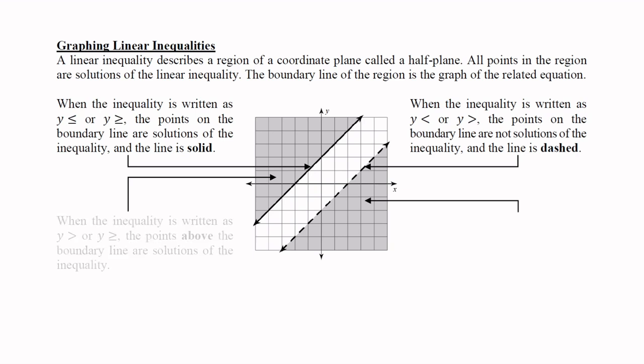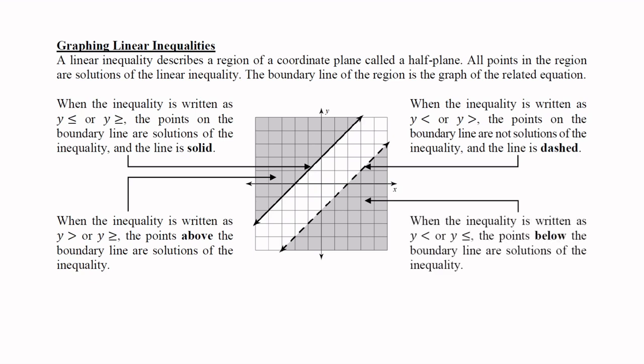Now for the shading, when the inequality is written as greater than or equal to, the points above the boundary line are solutions. When the inequality is written as less than or equal to, the points below the boundary line are solutions. Now keep in mind here, when we're talking about shading above and shading below, the y must be on the left-hand side for these rules.